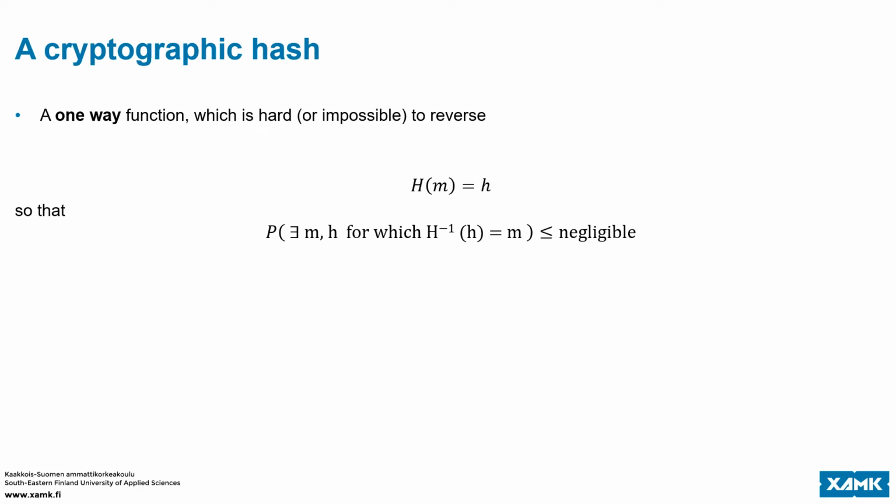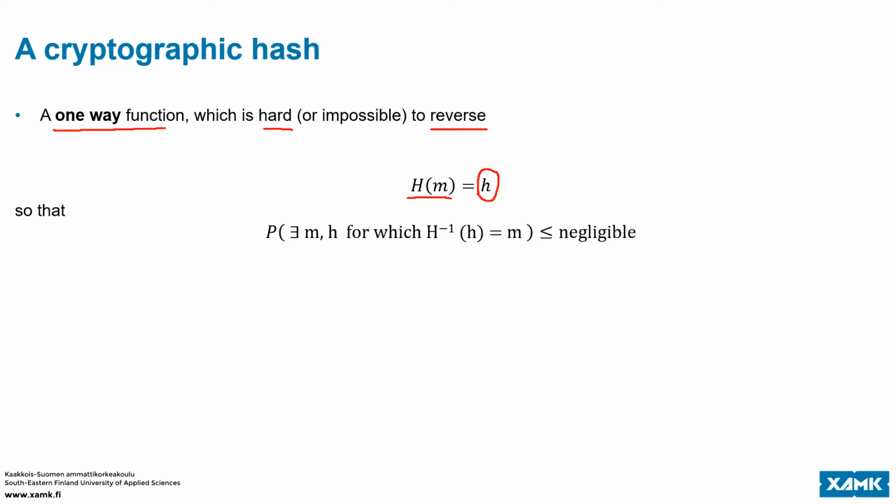Cryptographic hashes are slightly more complicated, but not impossible to understand. So a cryptographic hash is a one-way function which is hard or even impossible to reverse. Let's think for a second what this means in practice. So let's call our hash function h, and our hash function also, because it calculates a hash value for a message, m, so m is a parameter for our hash function h, and as a result we get a hash value which we will denote with a lowercase h.